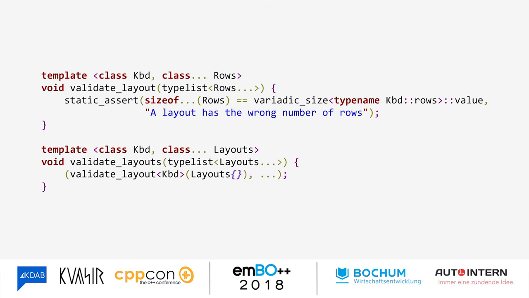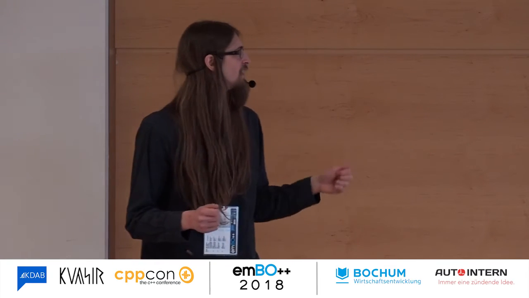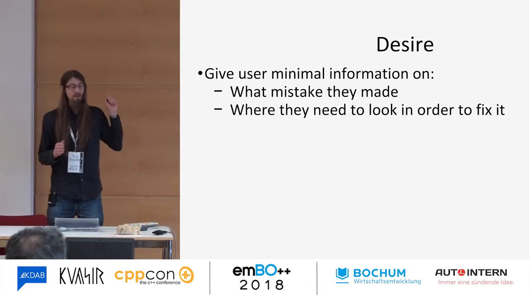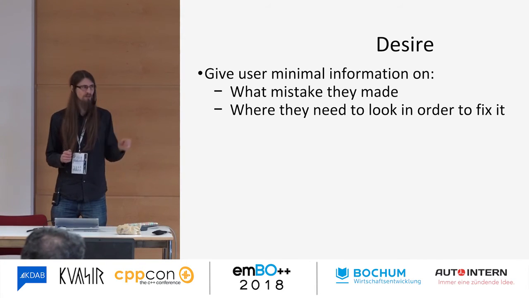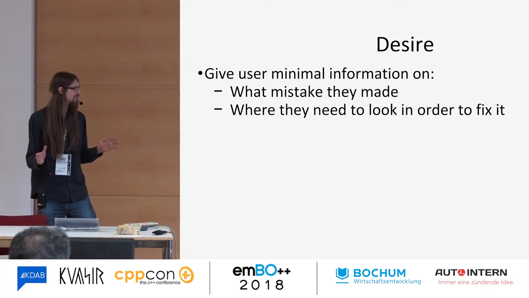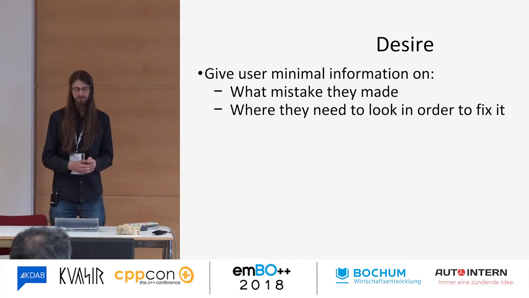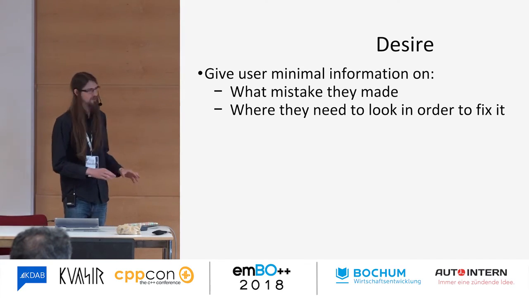But being able to see, oh yes, this is where I've made a mistake, this is the line you made a mistake on, is really, really powerful, for debuggability, for developer productivity, all of these things. So my desire is to give the user minimal information on what mistake they made and where they need to look in order to fix it. Maybe I can tell them how to fix it, but that's going to be more complex. This is kind of the minimum that I'm really looking for.